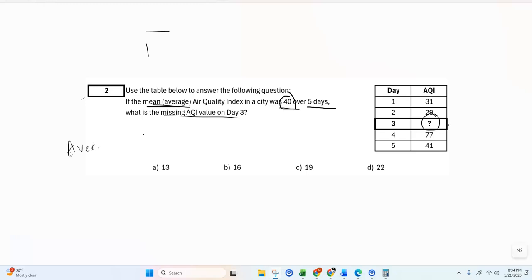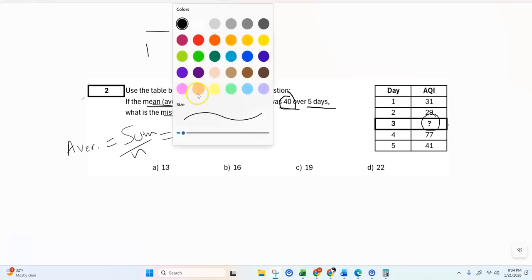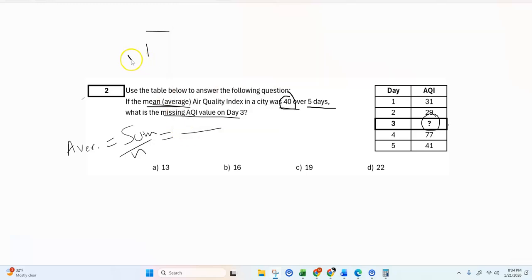So the average equals the sum divided by the number of numbers. I can abbreviate that. Again, I'm sorry for the sloppy writing, but now, do we have the sum for all of the 5 numbers? So we know that, let me make this thicker here. Can I make it bigger? How about that? That's better.